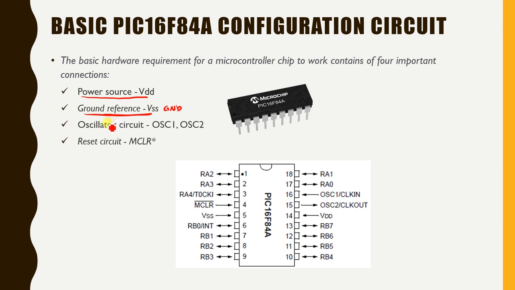Right, and then we have oscillator circuit, OSC1, OSC2. OSC1 and OSC2 are basically the pins, which is this one. This pin you have to get connected to a crystal, right? And then from the crystal, we have a capacitor, and then it goes to ground. And then we have a reset circuit, M-clear, which is this one, you have to connect to reset circuit. So these are the four things you have to have at least to run the microcontroller.